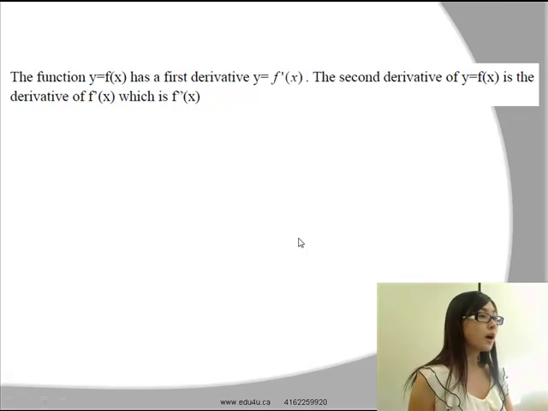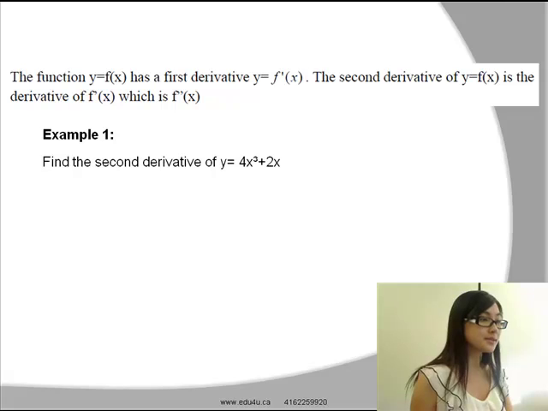We know that the function y equals f of x has a first derivative of y equals f prime x and a second derivative of f double prime x. Let's take a look at example 1 from Learning Resources. Find the second derivative of y equals 4x cubed plus 2x.